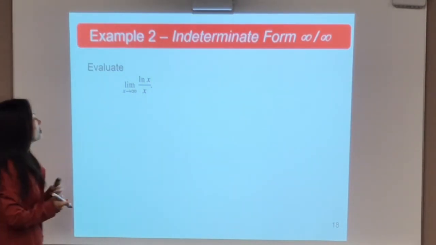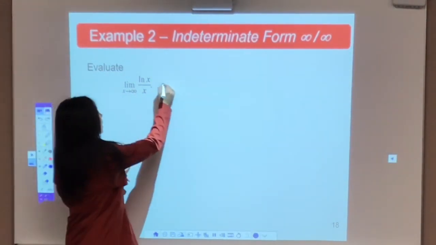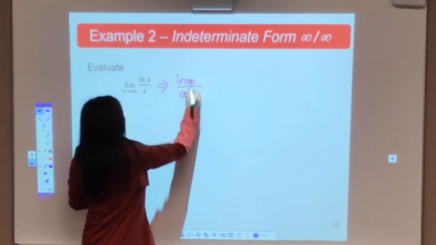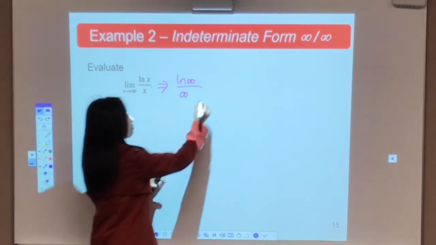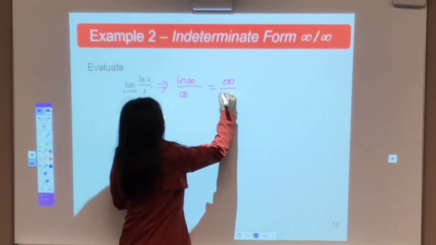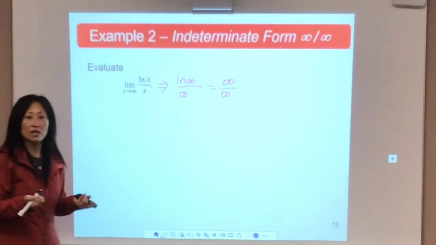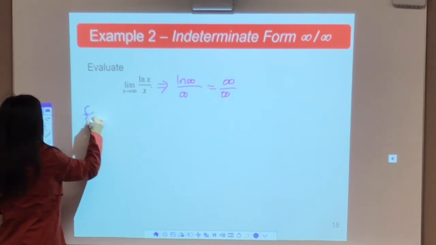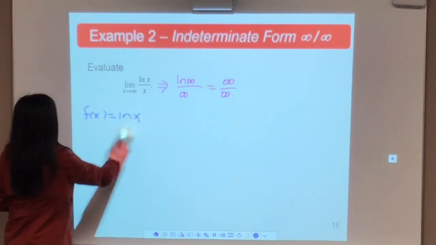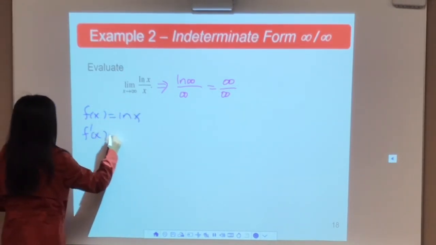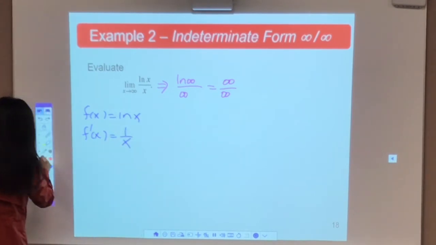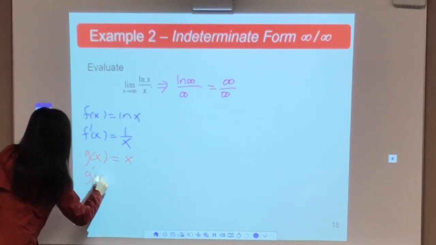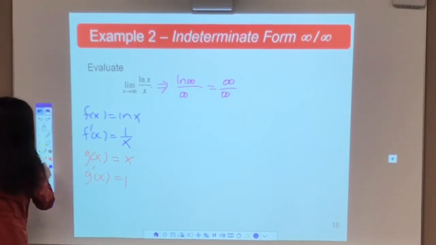All right, let's see it. First things first, if I strictly plug it in, what do I get? Infinity over infinity. Natural log of infinity and infinity both give you infinity. So can I use L'Hopital's rule? Yes. So I'm gonna say my f is natural log of x. What's my f prime? 1 over x. g of x is equal to x, so g prime is 1. So does everybody agree?